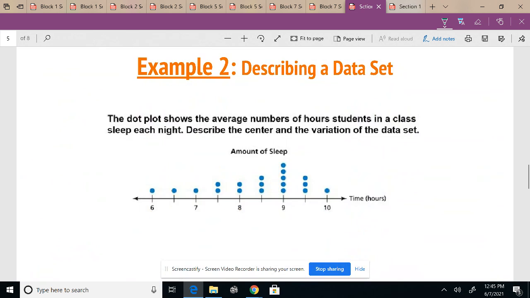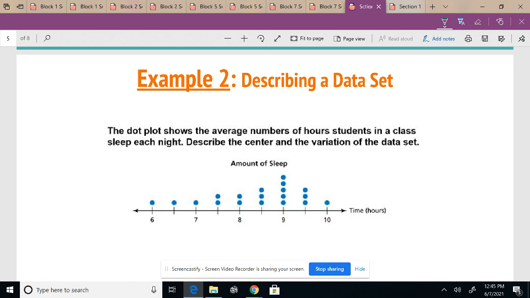And then there's your try it. So now we're going to do example 2. So for example 2, we're describing a data set. The dot plot shows the average numbers of hours students in a class sleep each night. Describe the center and the variation of the data set. So the center is either mean or median, and the variation is either MAD or IQR. And it all depends on finding out if it's skewed or if it's symmetric.